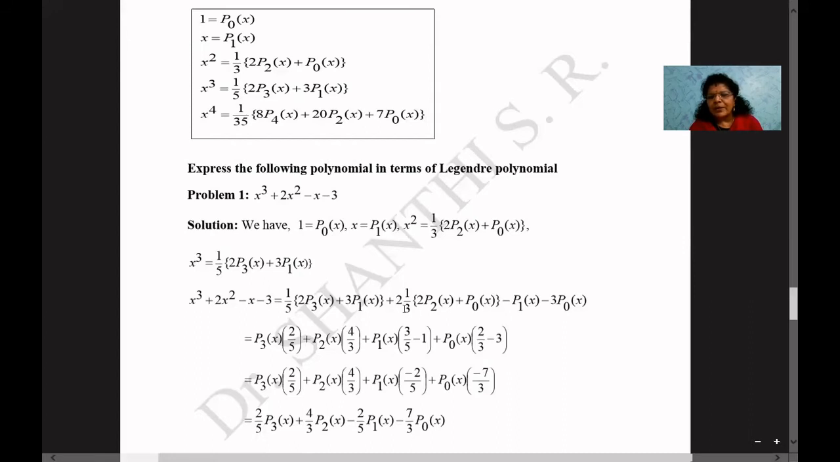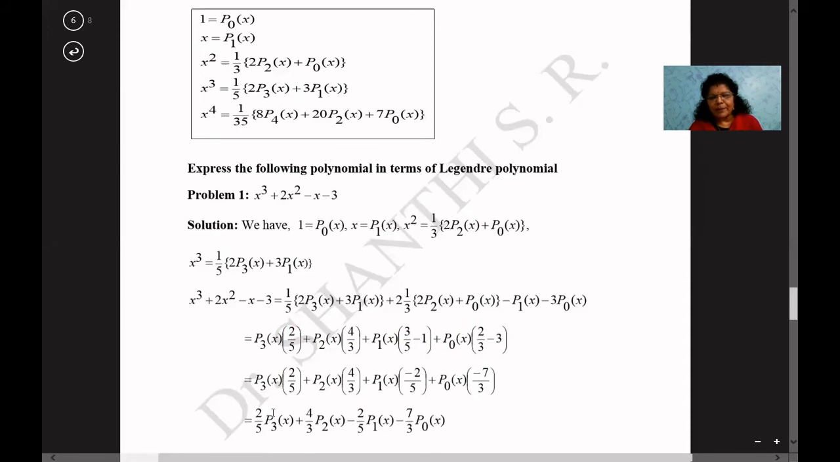So the P naught x coefficient is 2 by 3 minus 3, correct? So this is only a single term. I'm not simplifying these two. And here two terms are there. Simplify this: 3 by 5 minus 1 is minus 2 by 5. 2 by 3 minus 3 is minus 7 by 3. Correct? So this constant I am writing first.